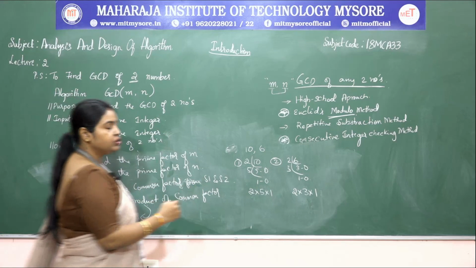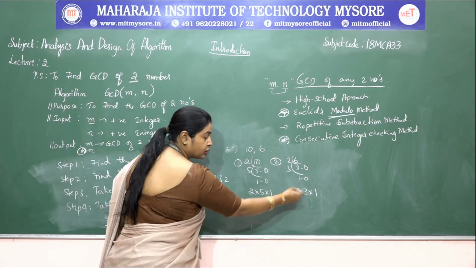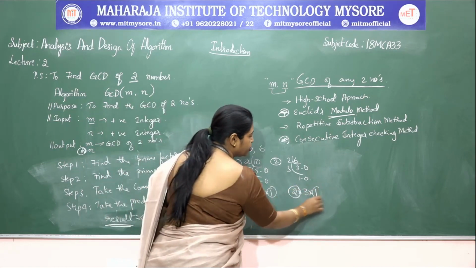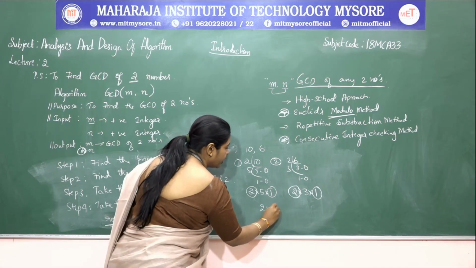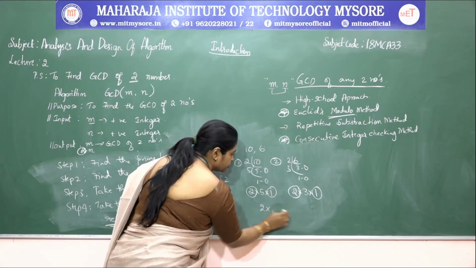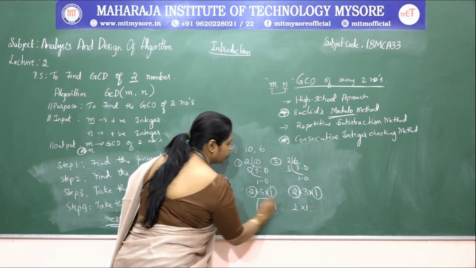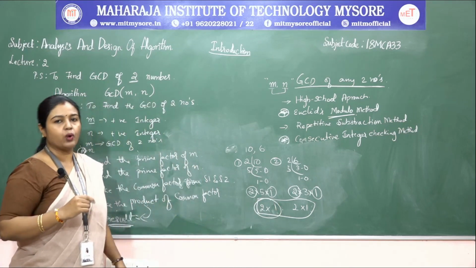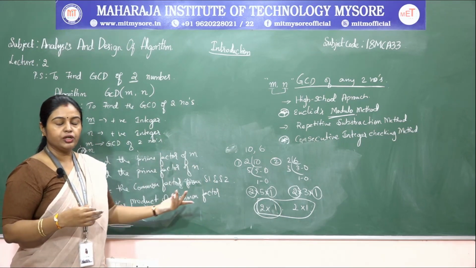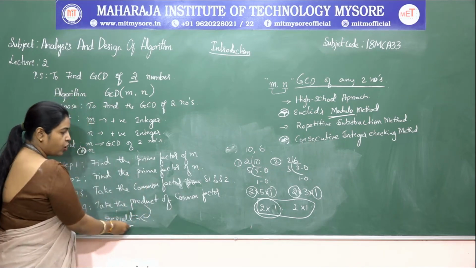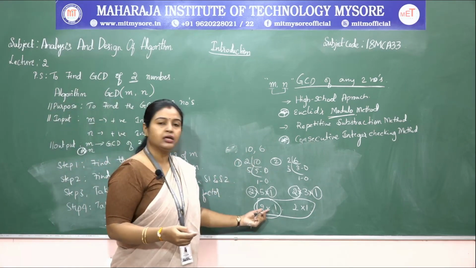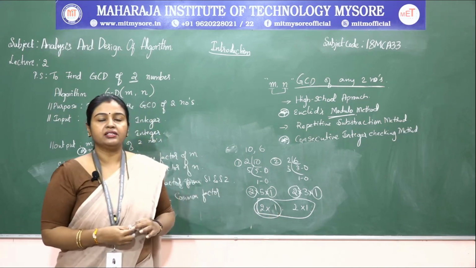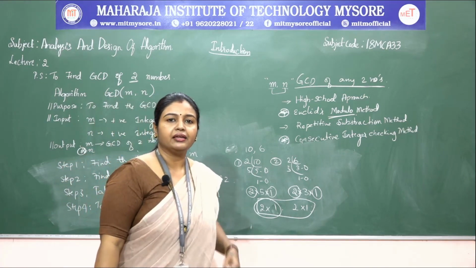Therefore, what is the third step? The third step is we need to take the common factors of these prime factors. So the common numbers are 2 and 1. So the common factor is what? 2 into 1. 2 into 1 is nothing but 2. So the GCD of these two numbers is 2. Okay, so this is how we can calculate the GCD of any two numbers.